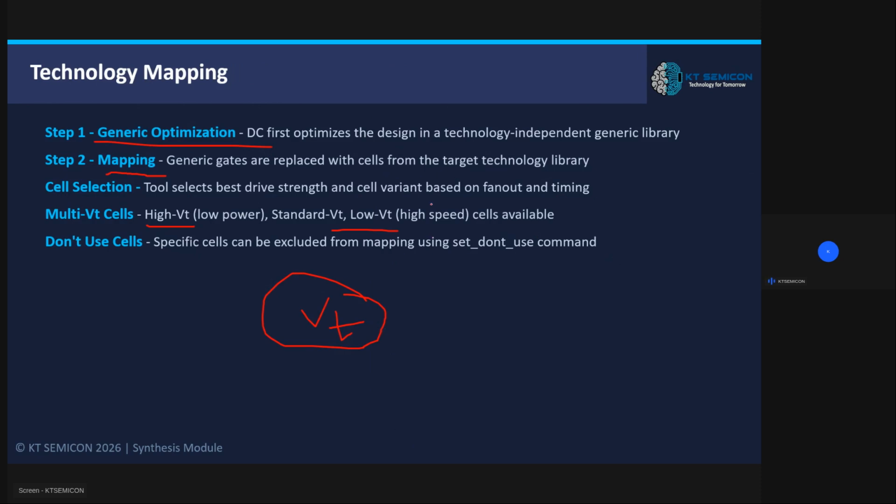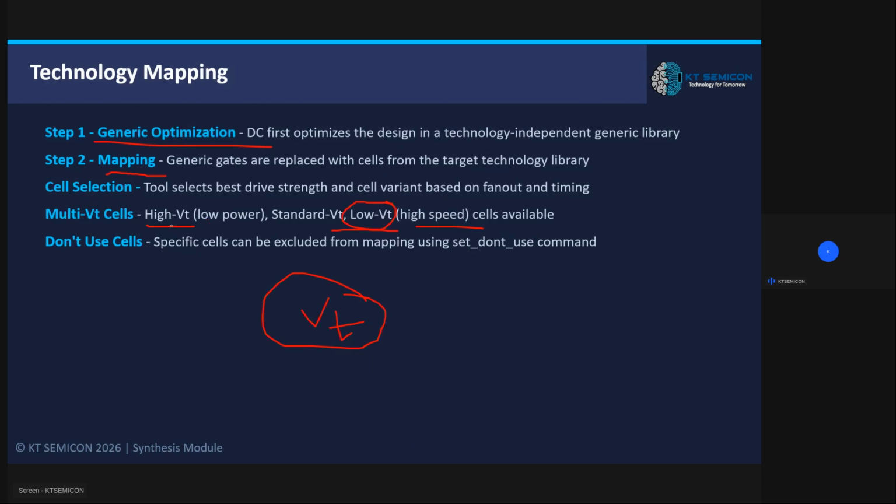So when we are having low VT cells, the cell is always high speed, which means with a small amount of VT we can switch on the transistor, so we can quickly switch on the transistor with a low amount of voltage. At this time, what happened? My speed increases as compared to high VT cells.